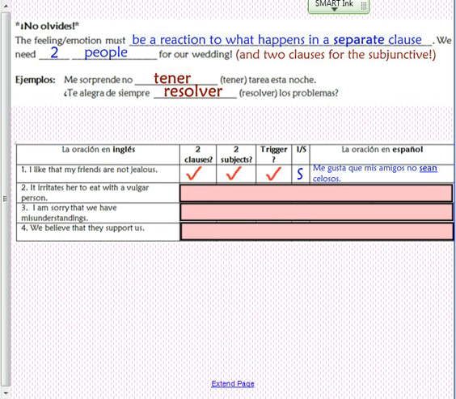We also just learned that the verb for to like, gustar, is a trigger. So since we have all 3 qualifications, we would come up with the sentence, me gusta que mis amigos no sean celosos. Remember, we cannot start our sentence with the subjunctive. The first clause will hold the indicative conjugation. If subjunctive is required, it will be in the dependent clause, or the second clause. Now pause the video and see if you can complete the rest of the chart.